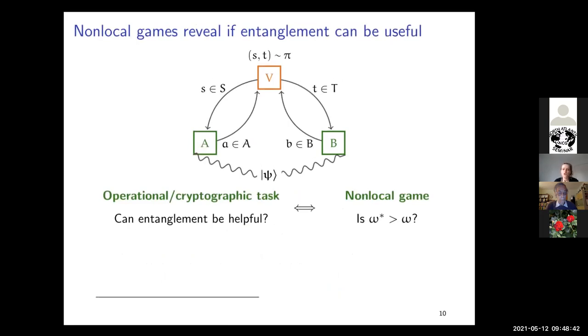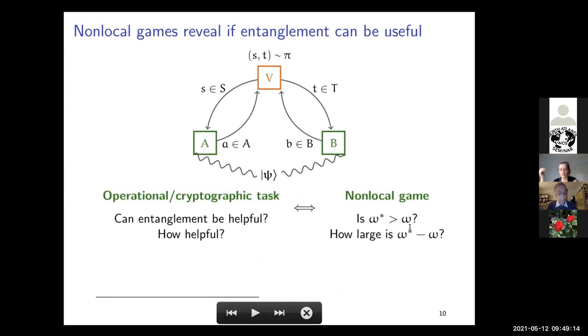All right, so we have these two quantities of merit, omega and omega star, one classical, the other quantum. The reason why we can use non-local games to study entanglement is that we take our operational or cryptographic task and model it as a non-local game. To see whether entanglement assistance is beneficial in this setting corresponds to asking, is omega star greater than omega? And to answer how much improvement we are getting, that would correspond to the difference or ratio of these two quantities.